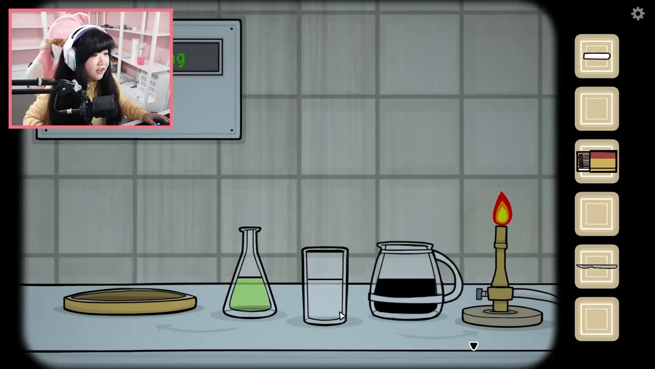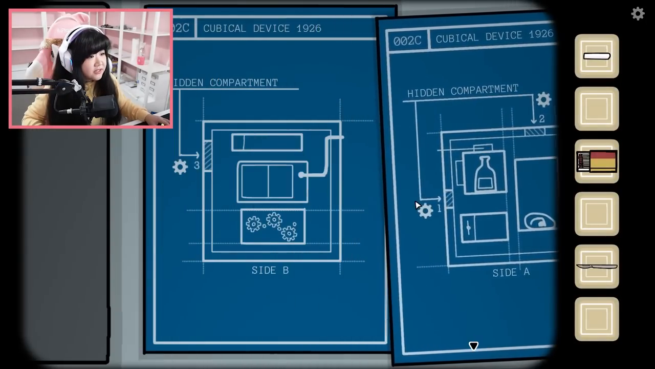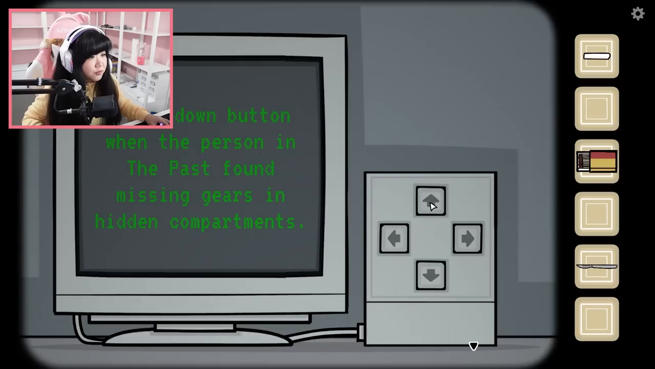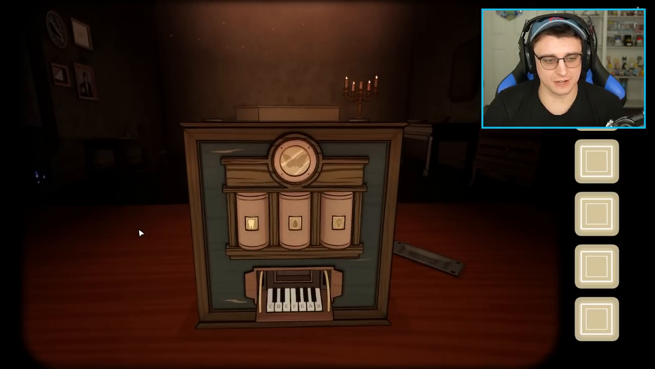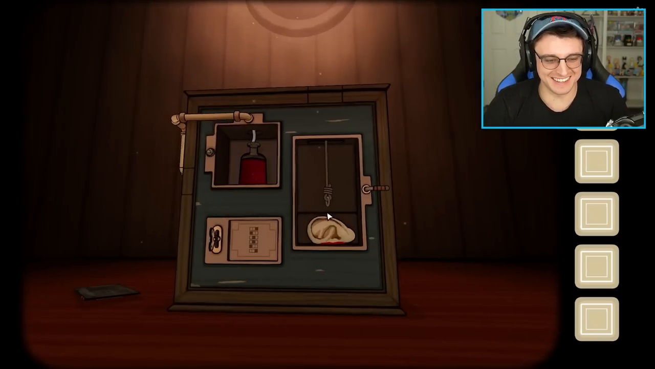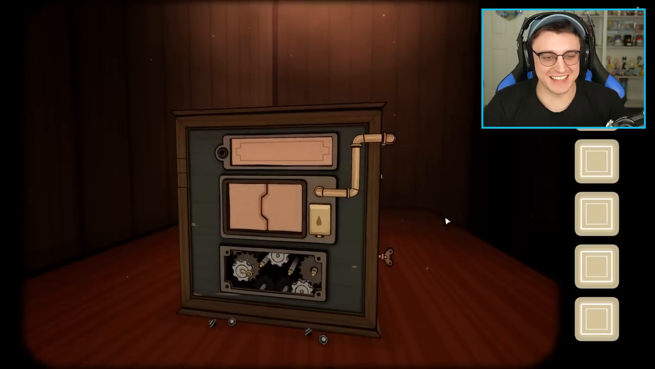Kill the rat, Lastic. The rat's been so sweet to me. Ooh, hidden compartment. It's showing different hidden compartments. Press down button when the person in the past found missing gears in hidden compartments. I don't know where the hidden compartments are. Oh, okay, so that's what I'm supposed to tell you. Okay, so... Yay, I get to do something. Okay, what all do I do?